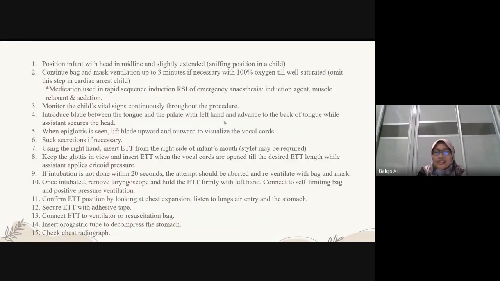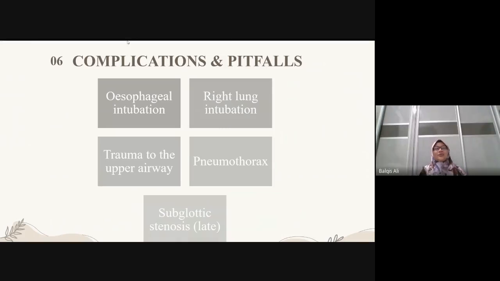This is how, in the PITS protocol, the overview of the procedures. Okay, then we proceed to the complications and pitfalls. The problems arise in the intubation. There's a possibility of esophageal intubation or right lung intubation.